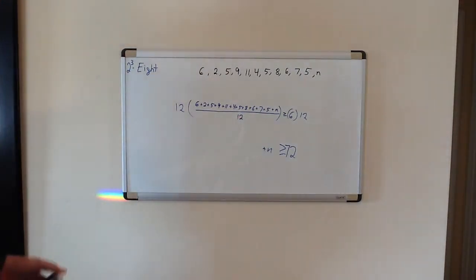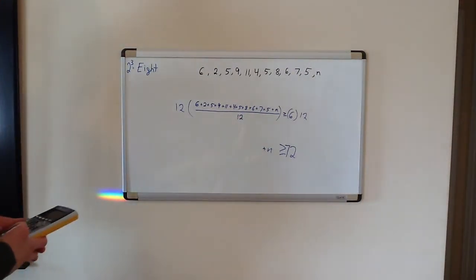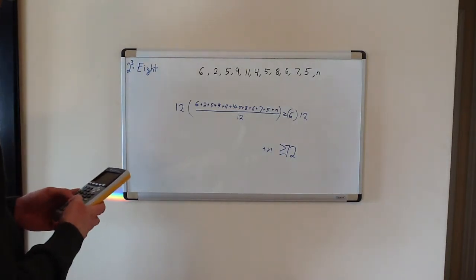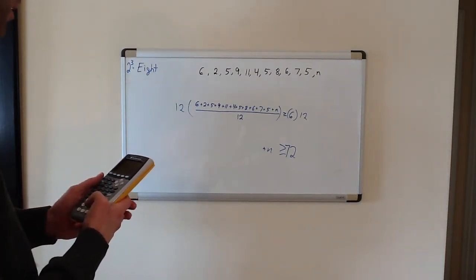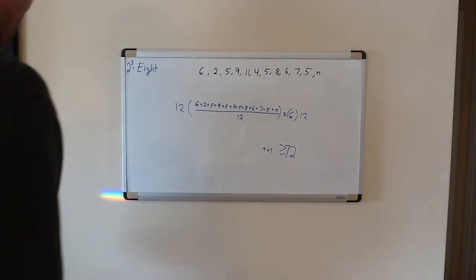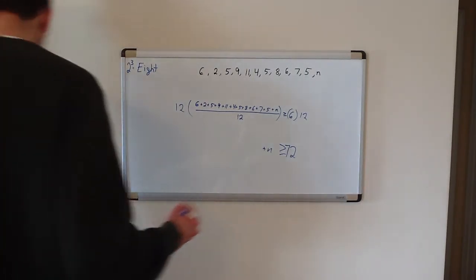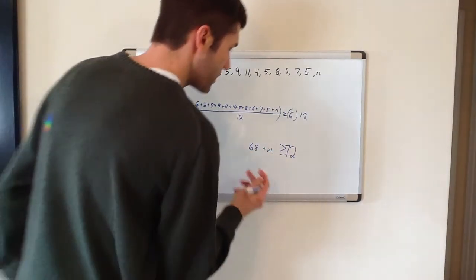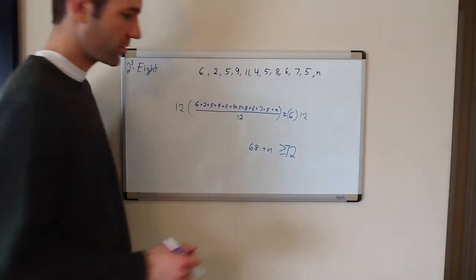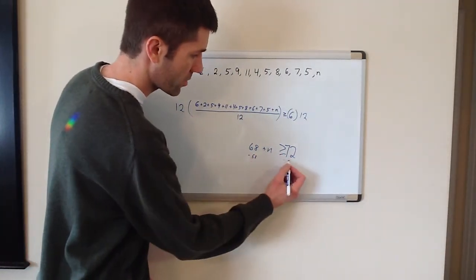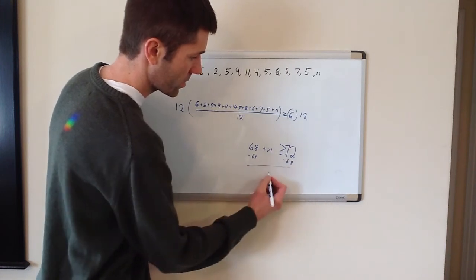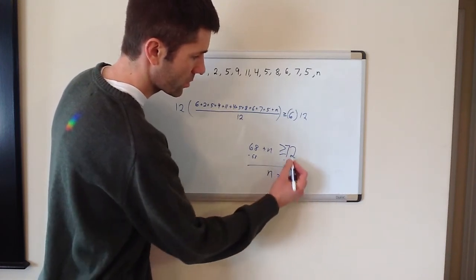You know, I was about to do it in my head. Let's not. Probably should, but I'm not. 6 plus 2 plus 5 plus 9 plus 11, 4, 5, 8, 6, 7, 5, 3, 0, 9. That's how you get a hold of Jenny. 68. 68 plus n is greater than or equal to 72. I obviously had a font change halfway through that. We're going to subtract 68 from both sides. Subtracting 68 from both sides gives us n greater than or equal to 4.